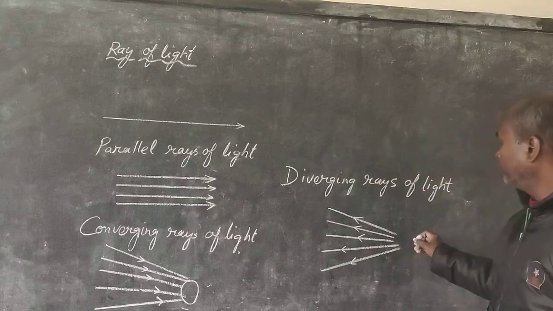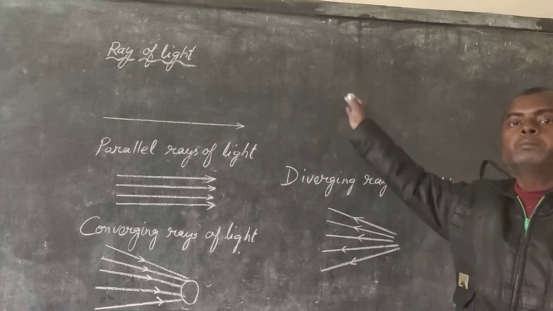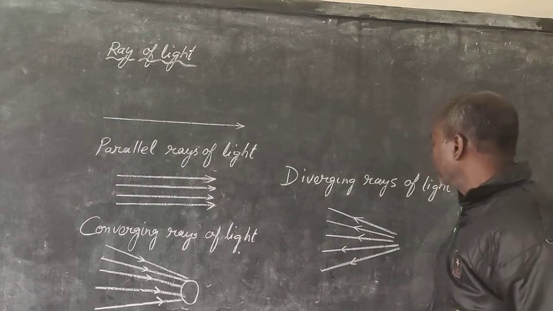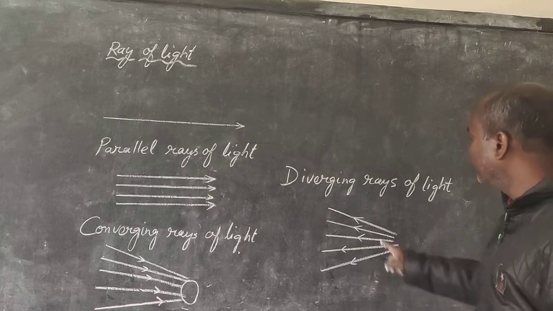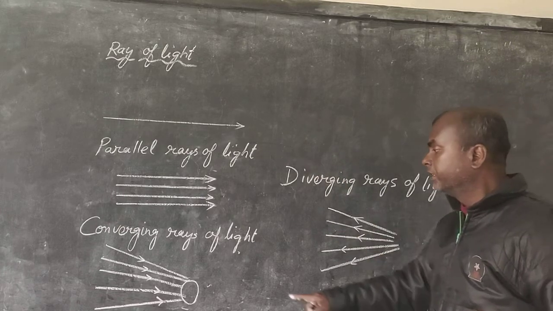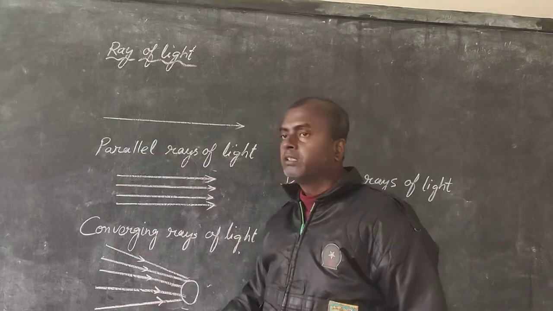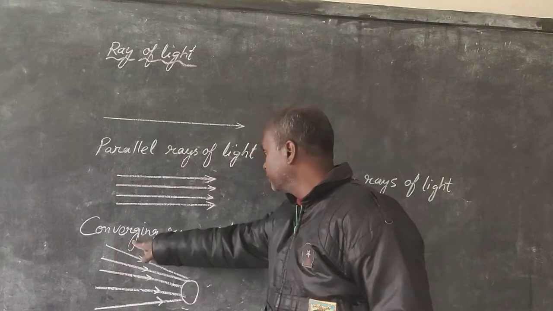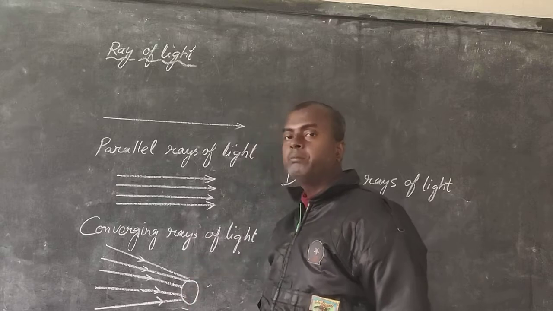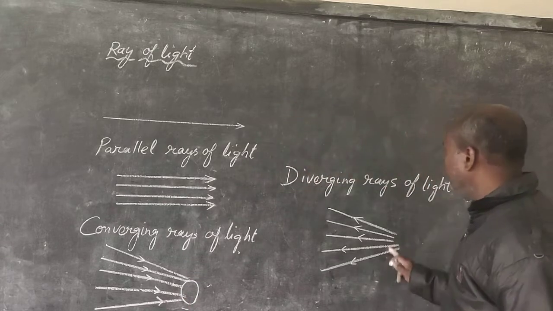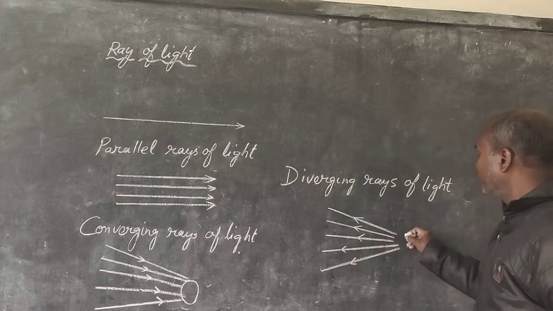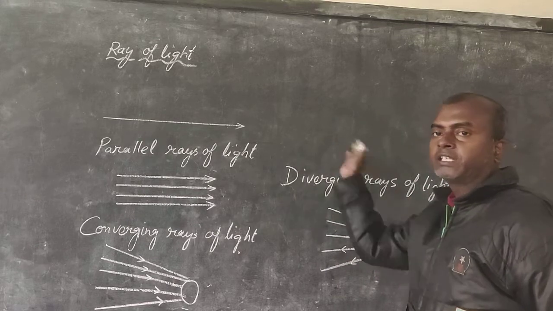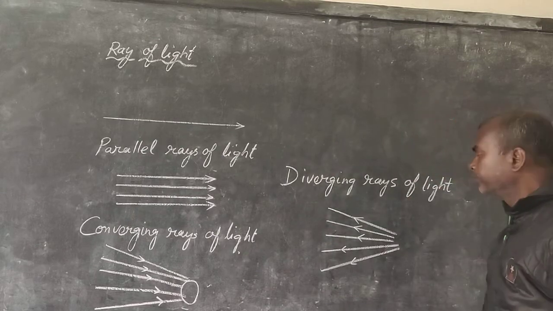See, from one point, light is distributed in different directions. Light spreads from one point in different directions. They are not parallel to each other, mind you. Here also, they are not parallel to each other. They are coming from different directions. In this case, converging and coming and meeting at one point. Whereas here it is the opposite of converging. In diverging, what happens? From one point, the light is scattered in different directions.